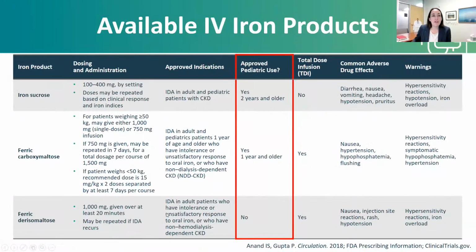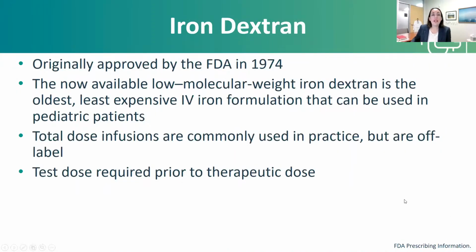The other three drugs are iron sucrose, ferric carboxymaltose, and ferric derisomaltose. Two of the three here, iron sucrose and ferric carboxymaltose, are both approved in children. Ferric derisomaltose was just approved in adults in this last year, and I haven't seen any pediatric data on that drug yet. So we're going to focus on just the four IV iron preparations for which there is a pediatric labeled indication.